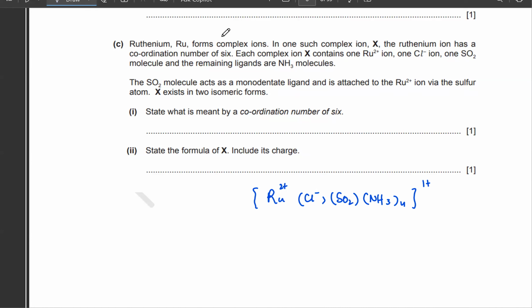Remember, it was an octahedral complex. It had a coordination number of 6, which means the number of coordinate bonds it's forming. State what is meant by the coordination number of 6. It's the number of coordinate bonds.